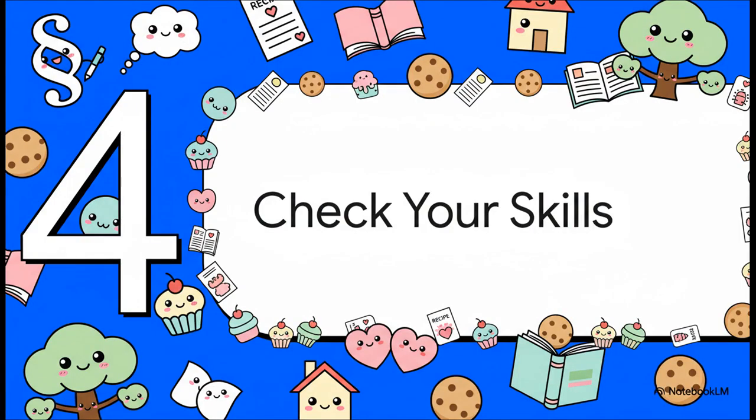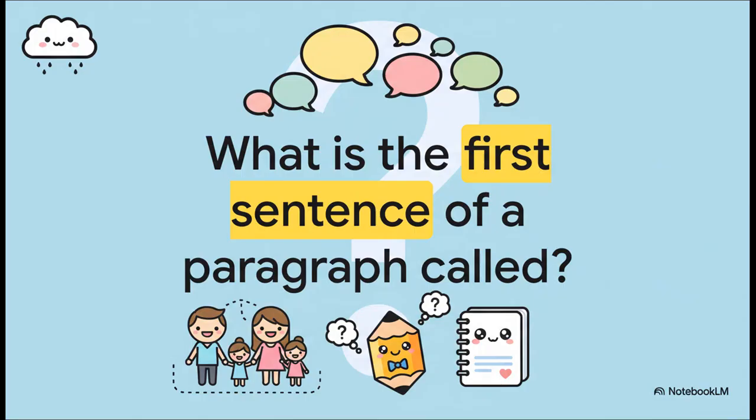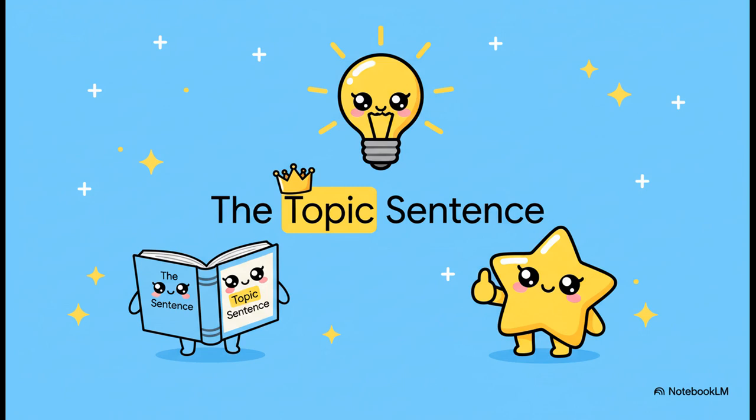All right, before we finish up, let's do a super quick check to make sure we've all got that recipe down. Let's see what you remember. First question for you. What do we call that super important first sentence of a paragraph? You know, the one that tells everyone the main idea? That's it. You got it. It's the topic sentence. Awesome job.